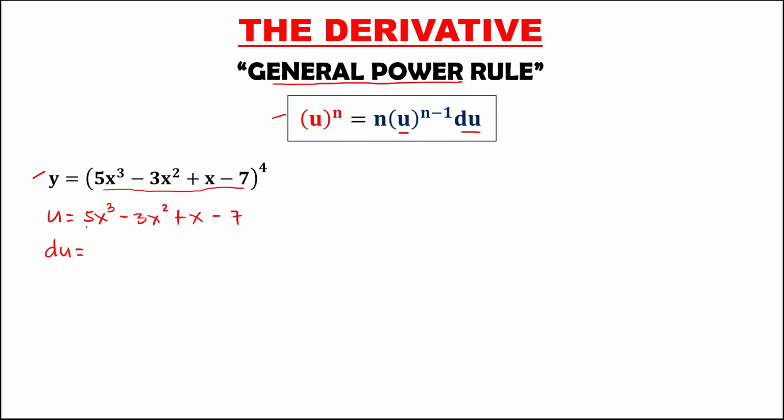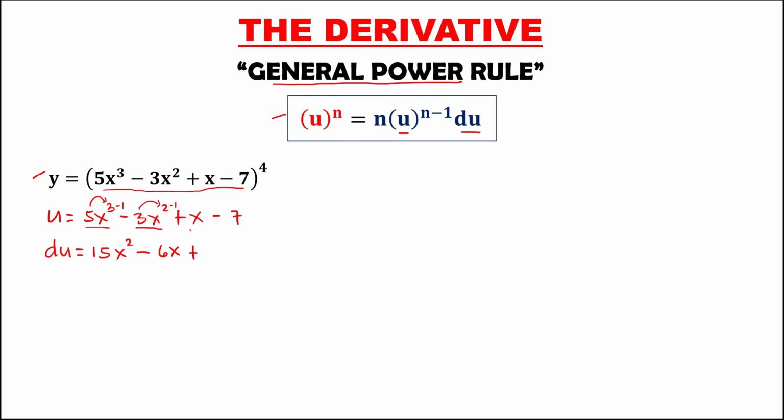So the derivative of 5x to the power 3: multiply these two numbers, 5 times 3, this is 15. Then x, minus 1 for the exponent, so to the power 2. Then minus for this term, multiply these two numbers, 3 times 2, this one is 6x. Then again, minus 1 for the exponent, so to the power 1.